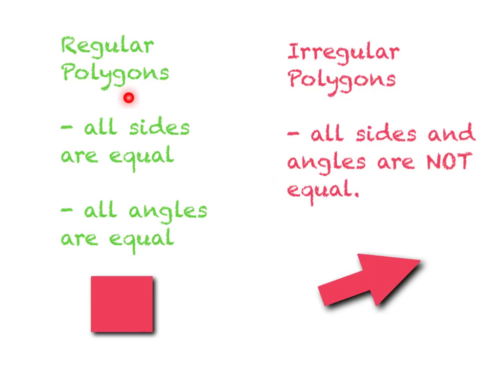Regular polygons, all the sides are equal and all the angles. With an irregular polygon, all the sides and angles are not equal. So here's an example of a square, which is a regular polygon. And this arrow is an irregular polygon because the sides are all different lengths, as well as the angles.